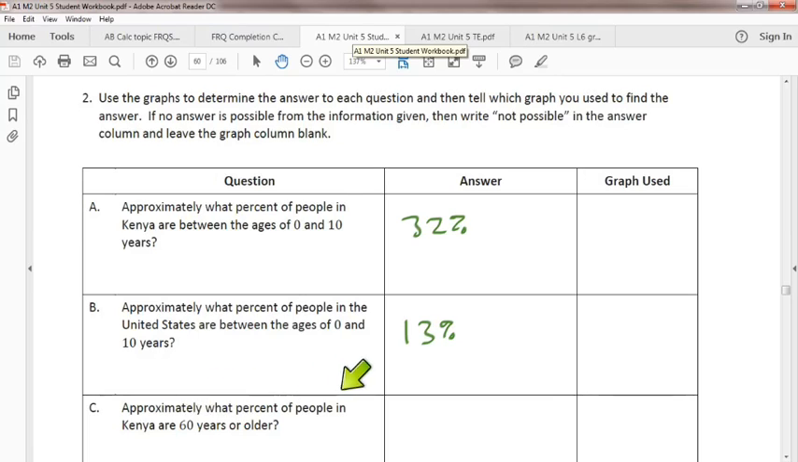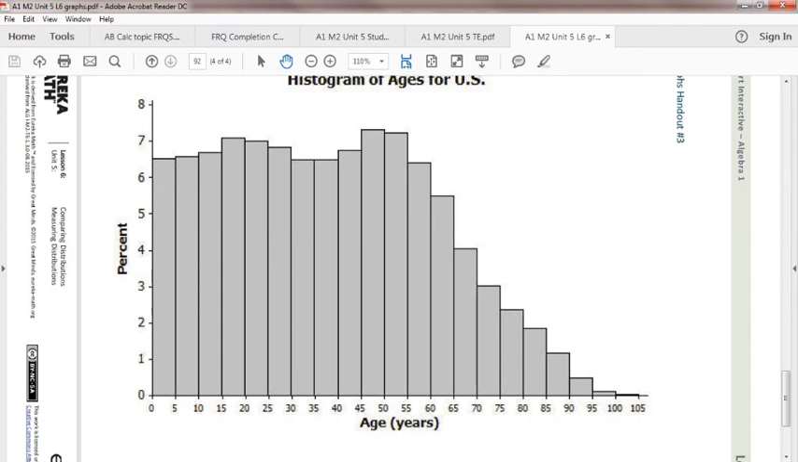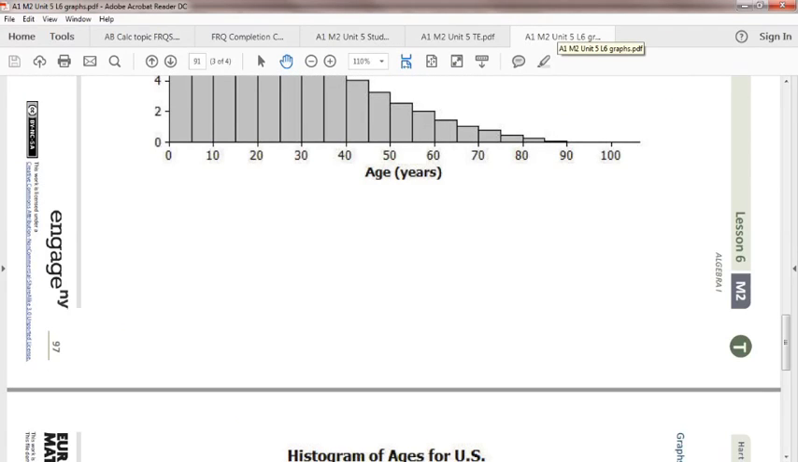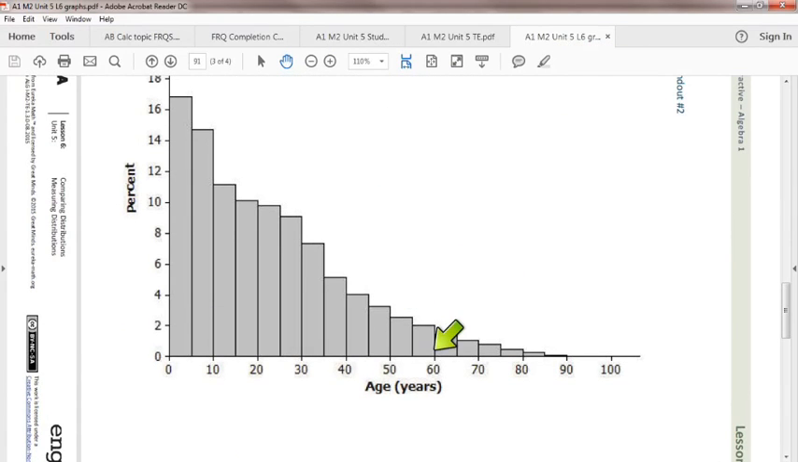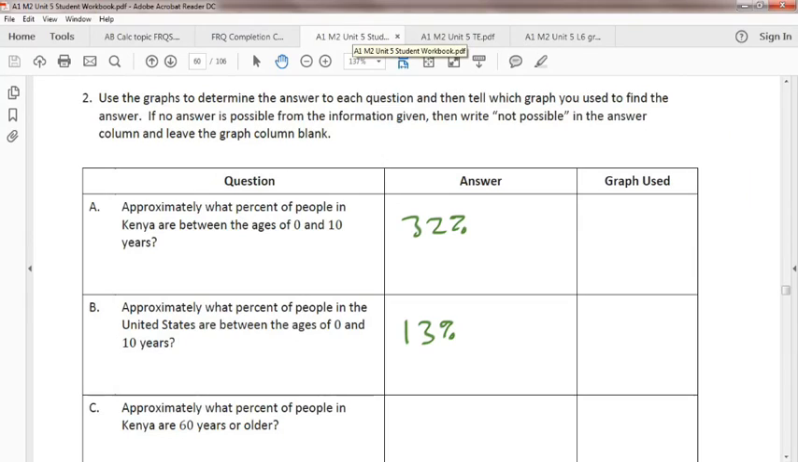Approximately what percent of people in Kenya are 60 years or older? And so we're going to do the same thing. We're going to look at that graph, and we're going to add together all of those bars. In Kenya, we're going to go from 60 all the way to the end. What did you get, Erica? In Kenya, yeah. 7%. That's pretty low. So we got 32, 13, and 7%.